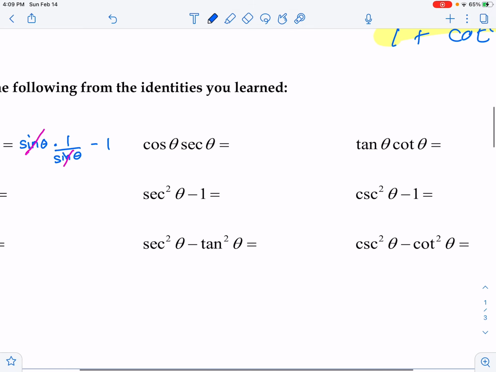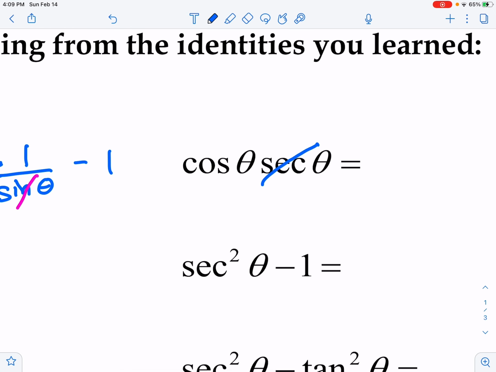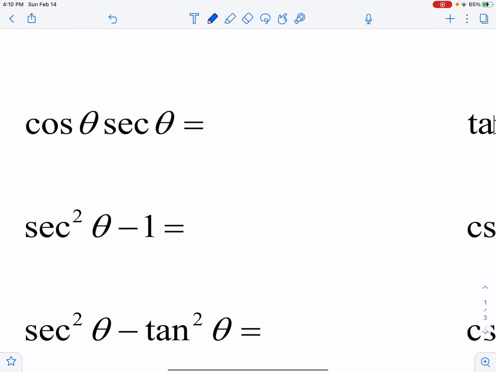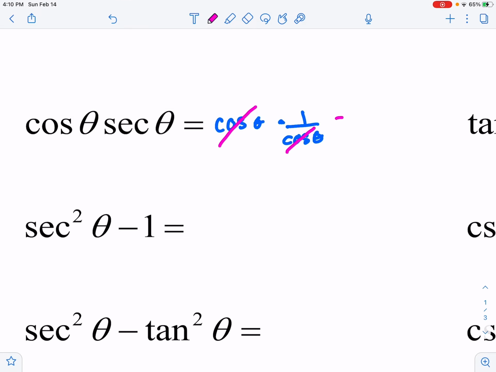Good thing. All right. This is the same thing. You'll notice I didn't cross this out and replace it with 1 over cosine. No, you have to show each step. Sorry, lots of writing. I told you that. All right, so here we are. You have the cosine times 1 over the cosine. Change colors. And you're left with 1.